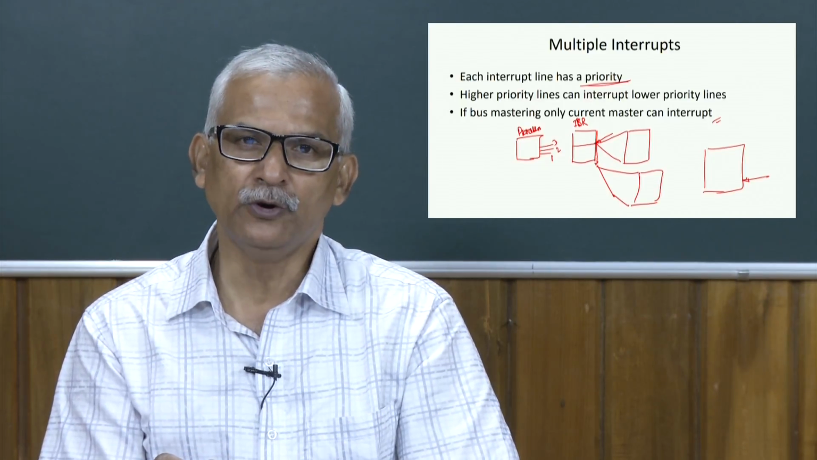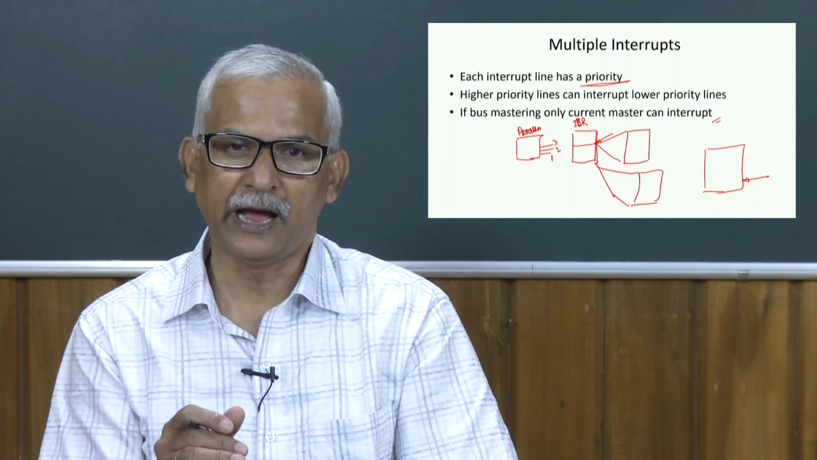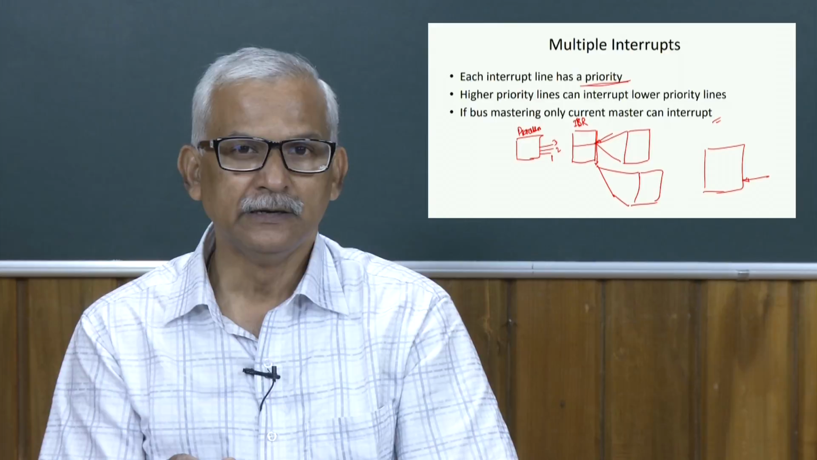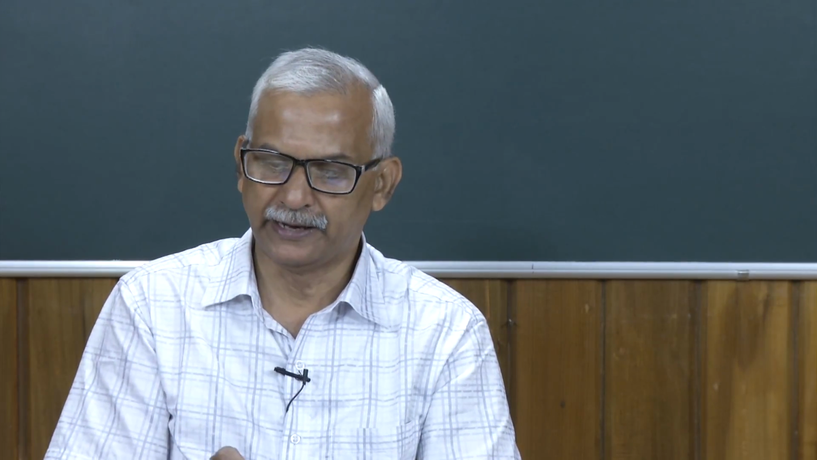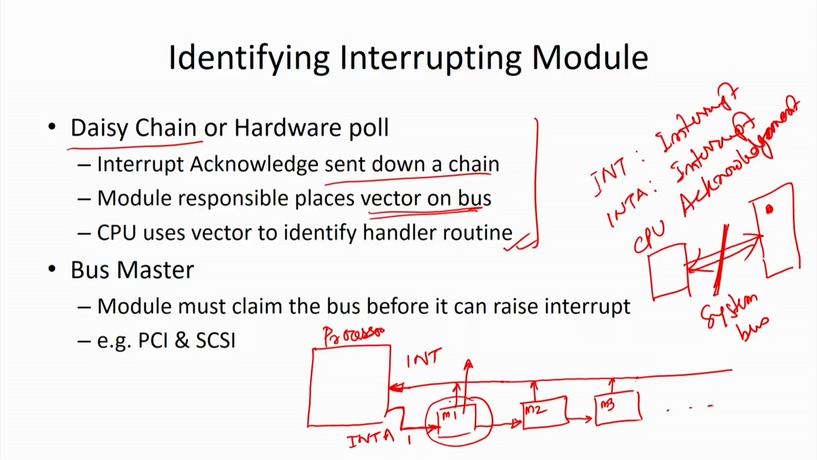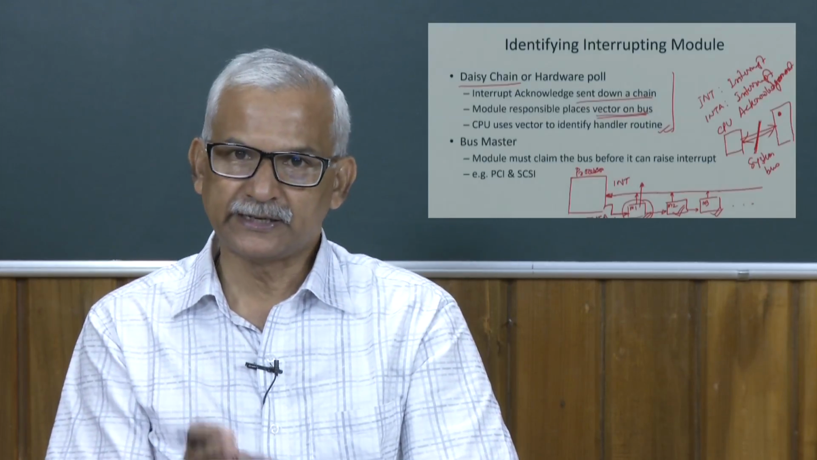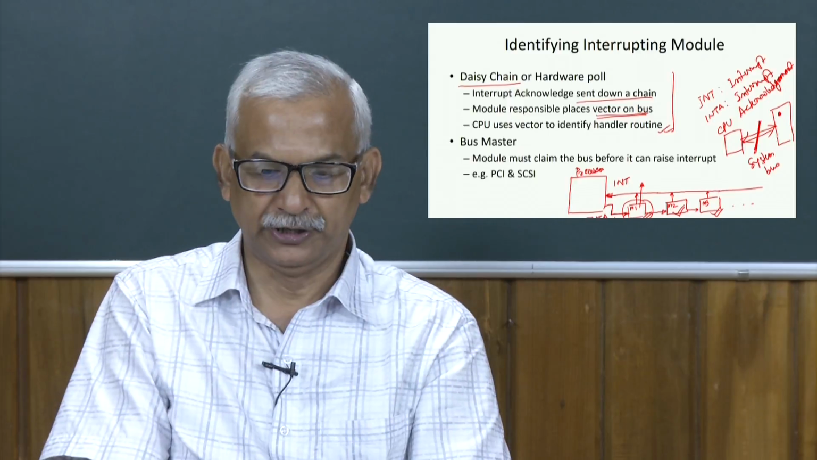Similarly, in the case of the daisy chain, the higher priority devices will be electrically nearer to the processor. In this particular diagram, you see that first M1 is going to get the interrupt acknowledgement. If it is not requesting, then it will pass the interrupt acknowledgement to the next module. So, the higher priority module will be connected first, electrically nearer to the processor. In this connection, M1 has the highest priority, then M2, then M3. So, this is the way we can resolve it. That means, while connecting the devices, we have to resolve the priority issues.